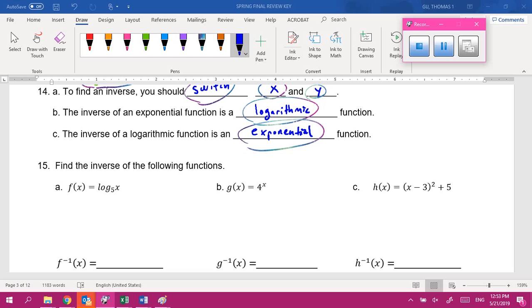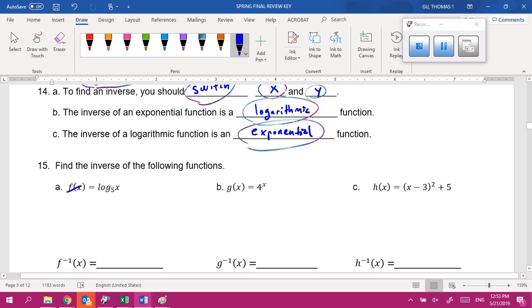So let's switch the x and the y first, right? Right now, if I cross out the f of x, that's y. So we have y equals log base 5 of x. We switch the x and the y, so now we have x equals log base 5 of y. And then I just need to change this into what? Exponential. And how would I change this into exponential form?